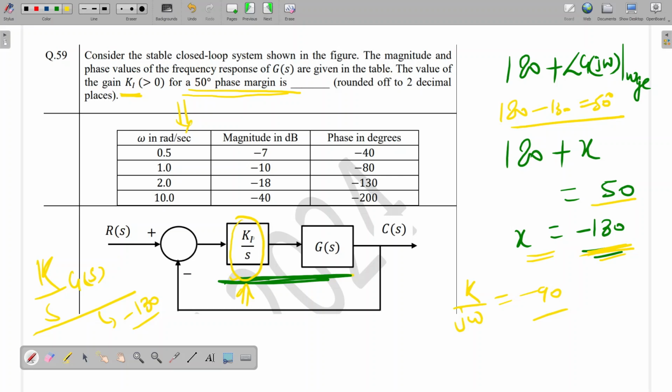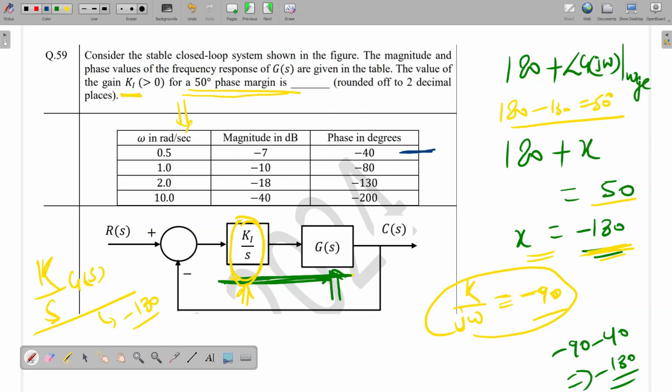Okay, so how much angle will K by s contribute, where s is equal to j omega? It will contribute an angle of minus 90 degree. So what should be the angle contribution of this one, G(S)? Minus 90 minus 40. How much will it be? Minus 90 minus 40 should be equal to minus 130. Correct. So which part should we select from this one? This will be the right path.